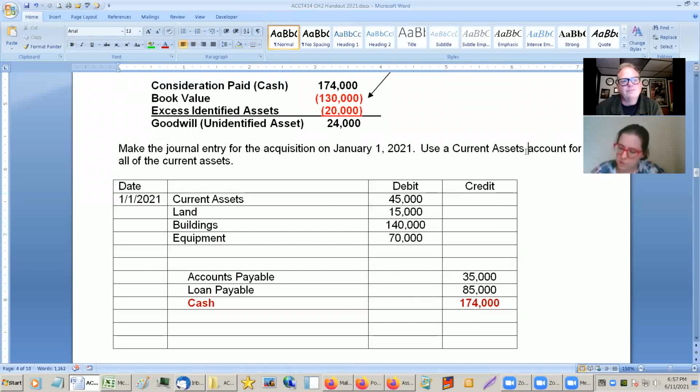Obviously, there's the 24,000 for the unidentified asset, but I thought we didn't put goodwill on the books. So I don't know what. No, you do put it on the books, but you don't amortize. You don't reduce. You don't write it off over 5 years or 10 years or whatever. So you can just put that on there as goodwill. It's goodwill, and again, unless something happens, it does just sit there forever.